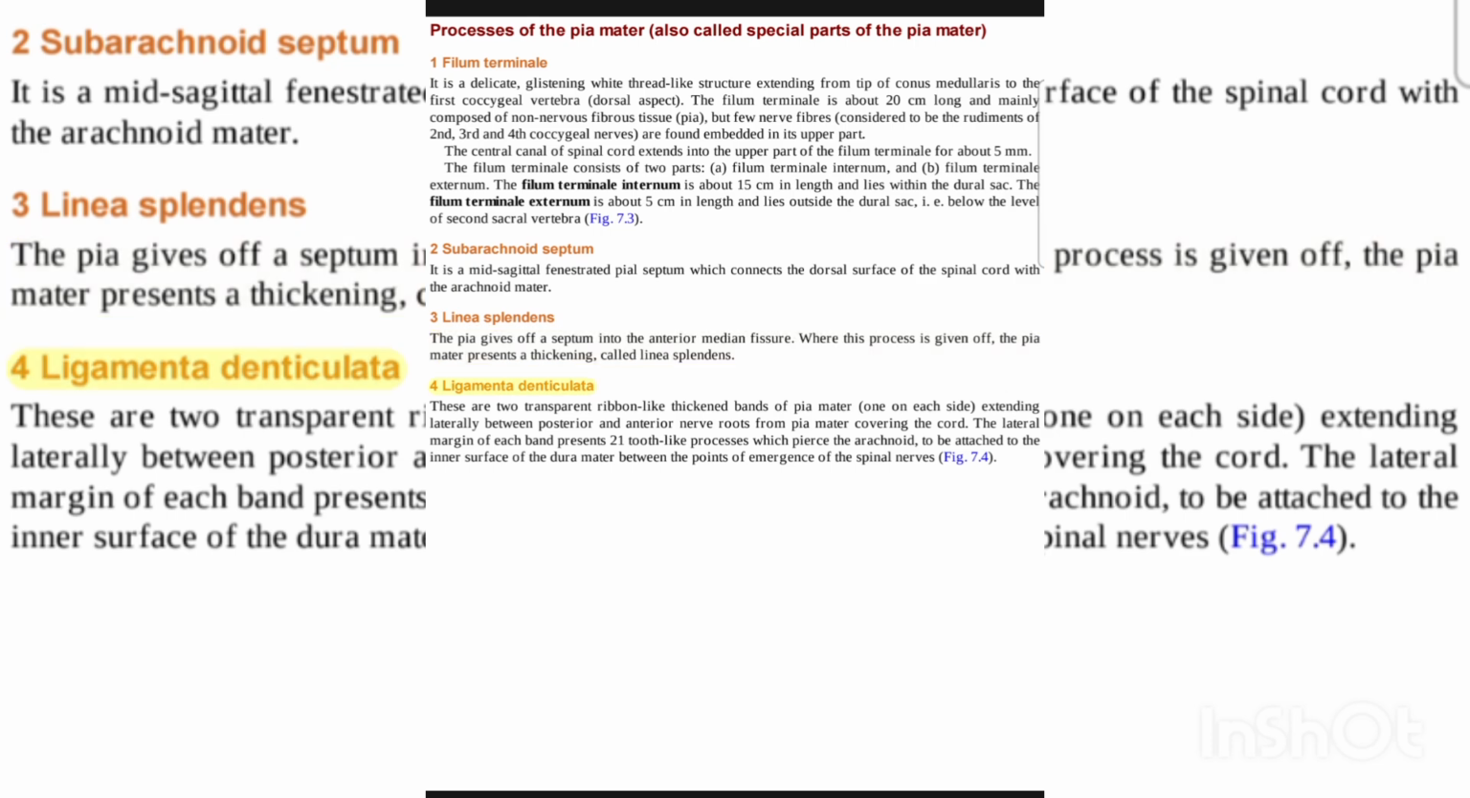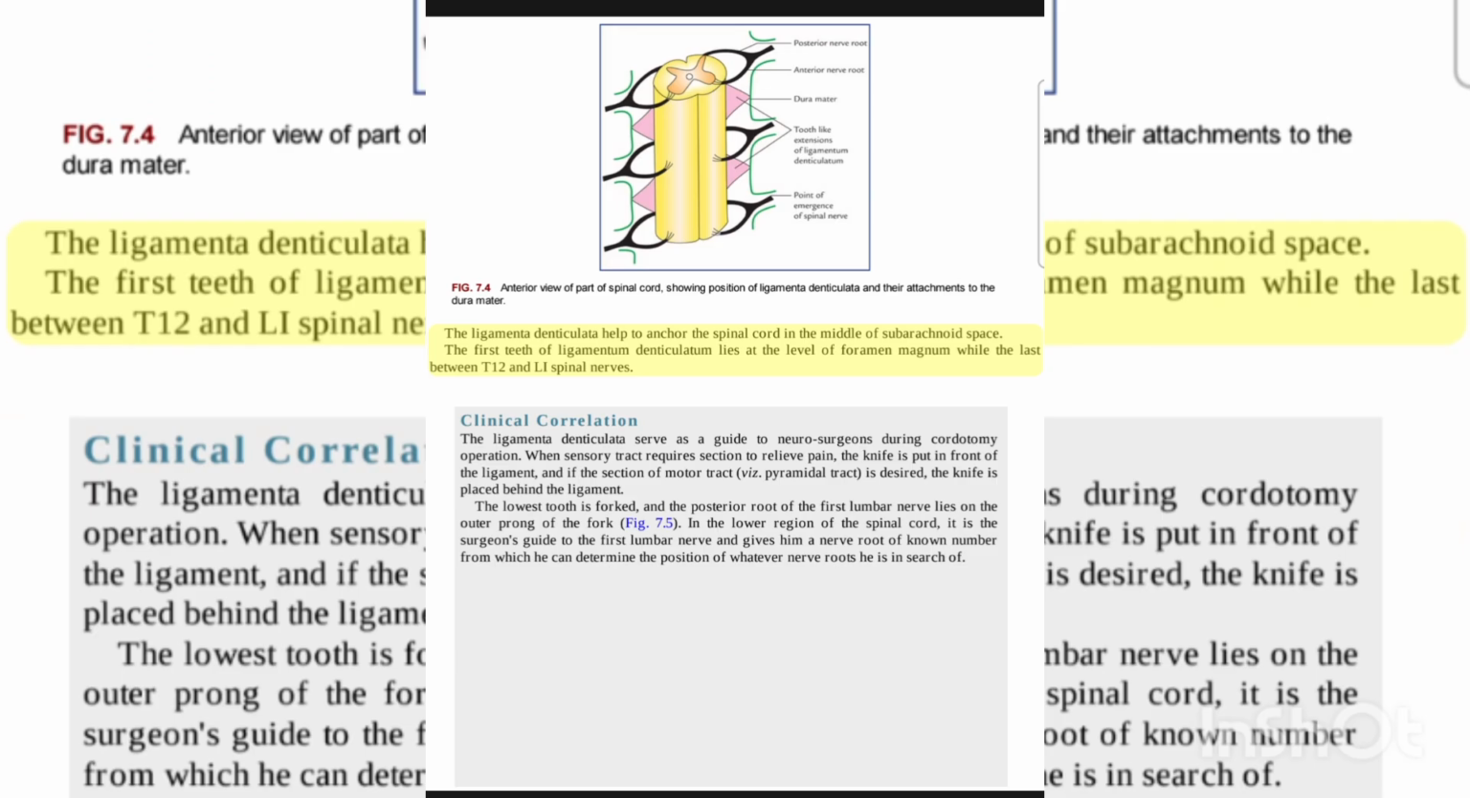4. Ligamenta denticulata. These are two transparent ribbon-like thickened bands of pia mater, one on each side, extending laterally between the posterior and anterior nerve roots from the pia mater covering the cord. The lateral margin of each band presents 21 tooth-like processes which pierce the arachnoid, to be attached to the inner surface of the dura mater between the points of emergence of the spinal nerves, Fig. 7.4. The ligamenta denticulata help to anchor the spinal cord in the middle of the subarachnoid space.